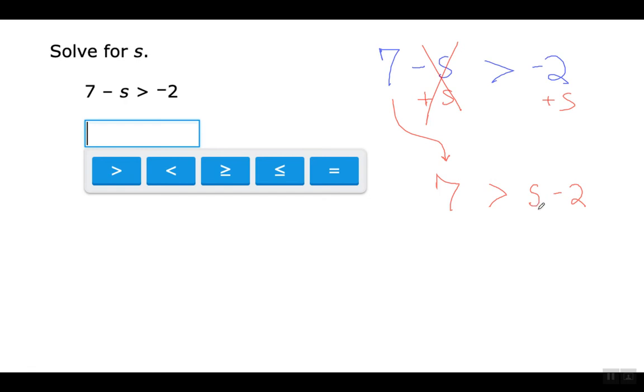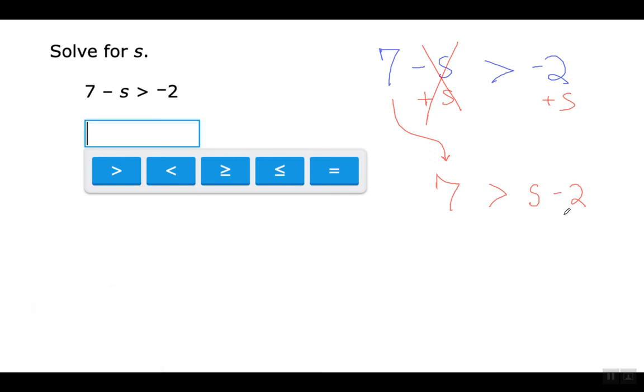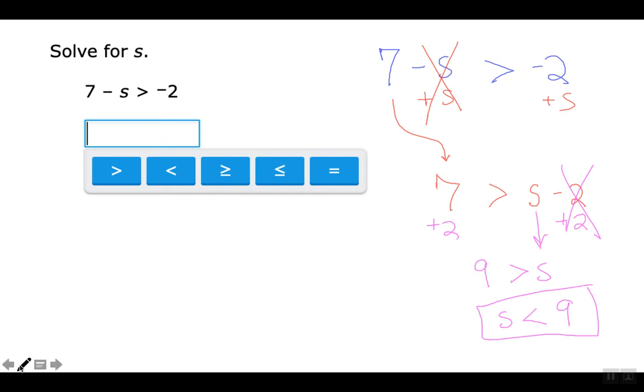I prefer putting the variable in the front. Now my last step is, I'm still trying to get s by itself, so I'm going to move the minus 2 to the left by adding 2 to both sides. When you do that, this cancels out, and I'm going to be left with s is less than 9. That's my answer. Now let me also do it the long way, in case you didn't get it that way.